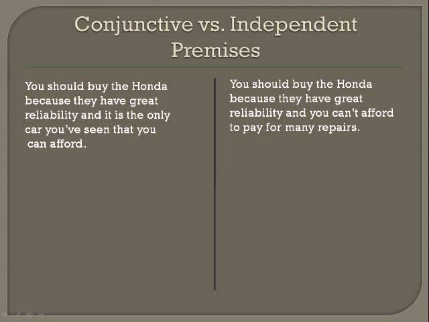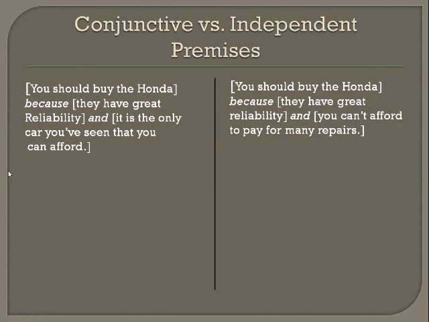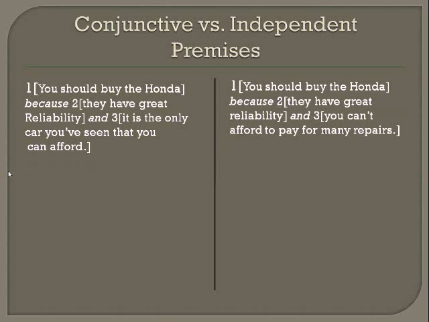So let's identify the premise and conclusion indicators. Let's put brackets around the claims and number them. Because and and are functioning as premise indicators, and here are the brackets. Now we've numbered the various claims. Certainly number 1 is the conclusion, and the reasons being given on the one hand is that Hondas have great reliability and it's the only car you've seen that you can afford. On the other hand, Hondas have great reliability and you can't afford to pay for many repairs.